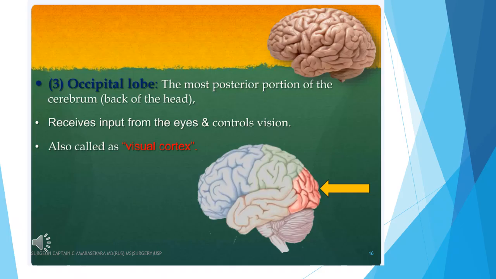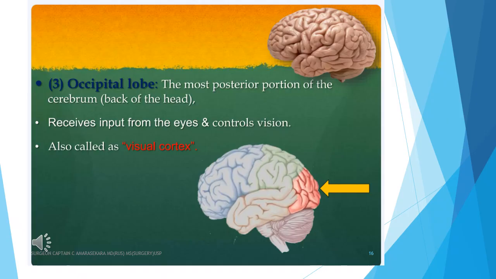Now we'll see what the functional zones within the occipital lobe are. Primary visual cortex or V1 processes raw visual input: light, space, color, motion. Next is the visual association area, V2 to V5. These areas interpret and integrate visual data, object recognition, spatial orientation and facial perception.